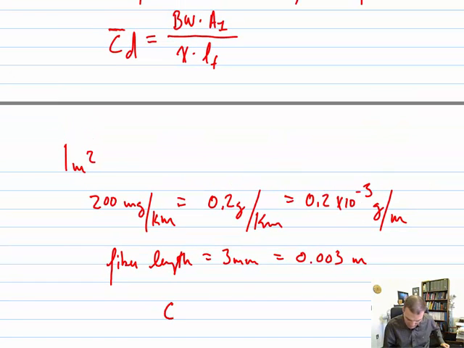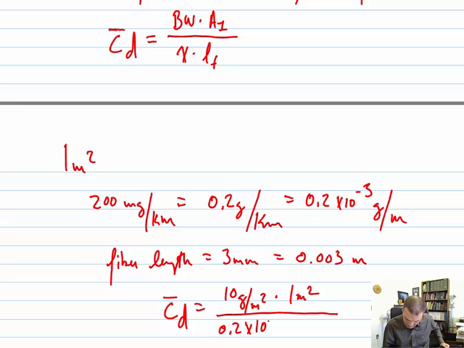So let's plug this in for an inspection area of 1 meter squared. So C sub D is equal to 10 grams per meter squared times 1 meter squared divided by 0.2 times 10 to the minus 3 times 0.003 meters.